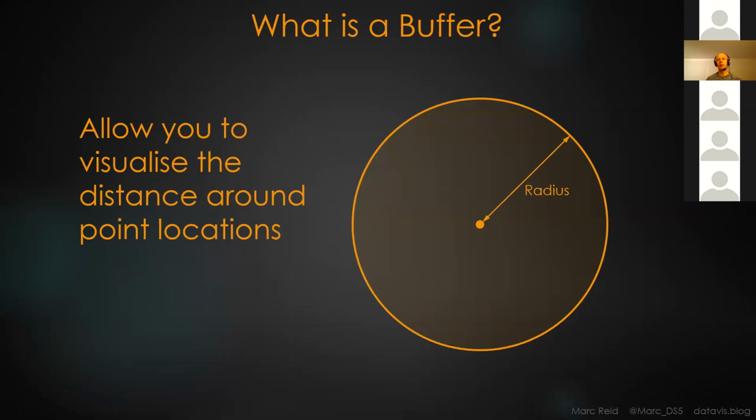So what is a buffer? A buffer allows you to visualize the distance around point locations. Currently, you can visualize your points on a map with latitude and longitude, and you can do that with circles. But what buffers allow you to do is specify a particular spatial measurement for those circles, or buffers, so you can see those on a map.